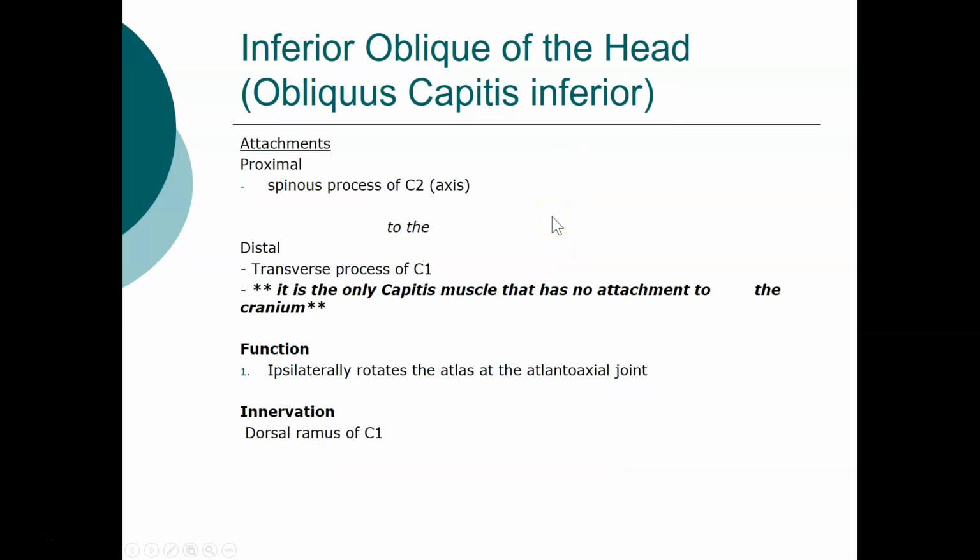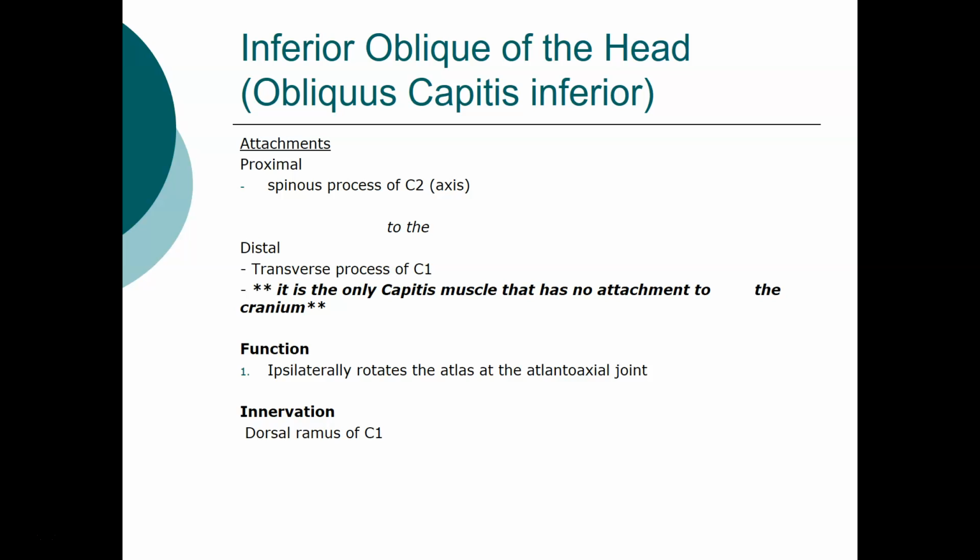Obviously, if there's a superior oblique muscle, there's an inferior oblique muscle called obliquus capitis inferior. This is a very unusual muscle because it's called capitis, but it has no attachment to the cranium. It arises from the spinous process of C2, remember C2 is the axis, to the transverse process of C1. So you can see it has no attachment to the skull, yet it's called capitis.